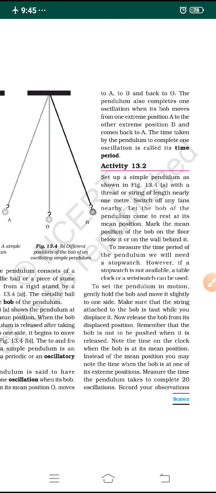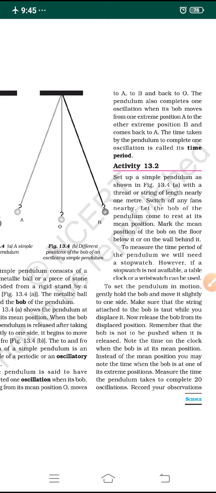Now let the bob of the pendulum come to rest at its mean position. So you have to wait. You have tied a bob with the help of a thread and it is suspended. Now you leave it until it comes to its rest position, or mean position. Next, mark the mean position of the bob on the floor below it.